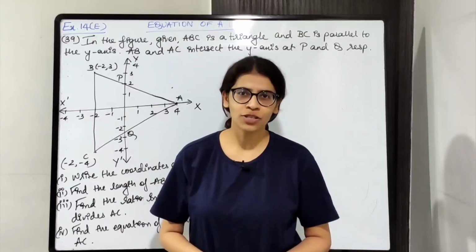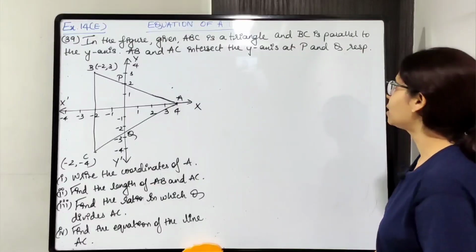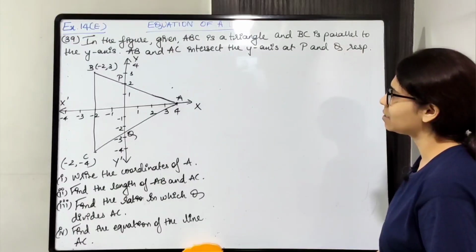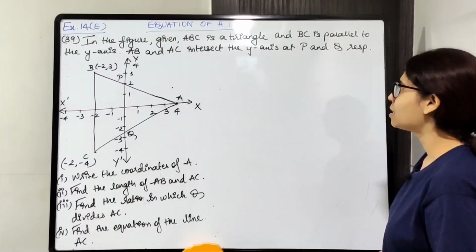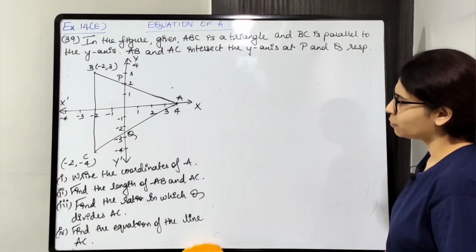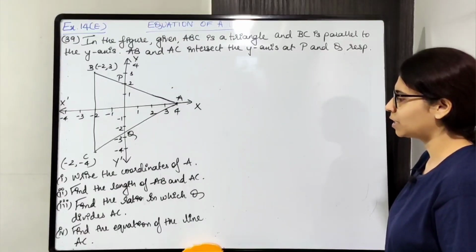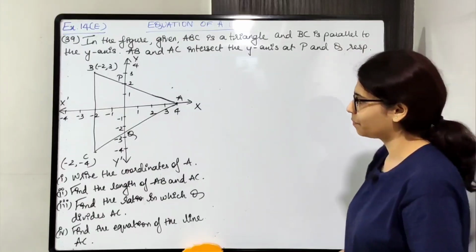In this video, we'll continue with exercise 14E from chapter Equation of a Line. So let's start with question number 39. In the figure given, ABC is a triangle and BC is parallel to the y-axis. AB and AC intersect the y-axis at P and Q respectively. First part, write the coordinates of A. Second part, find the length of AB and AC. Third part, find the ratio in which Q divides AC. Fourth part, find the equation of the line AC.